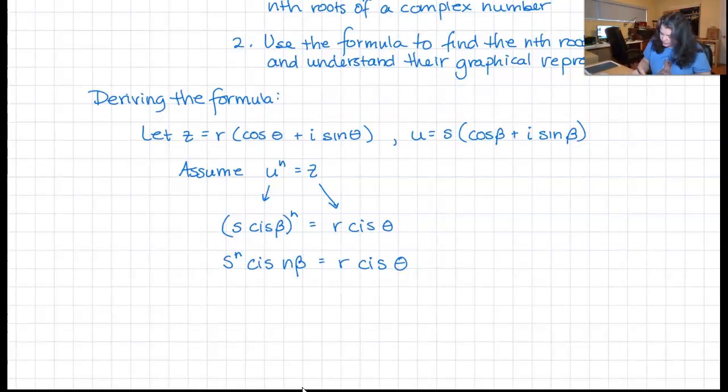If I go ahead and take the absolute value of both sides, if these complex numbers are equivalent, then they should have the same distance from 0. So we can take the absolute value of both sides like this. And if we do, remember the distance from 0, that's just r. So I can say that the r's, the radii, are equal. So s to the nth will equal r, and that gives us one of our key relationships there.